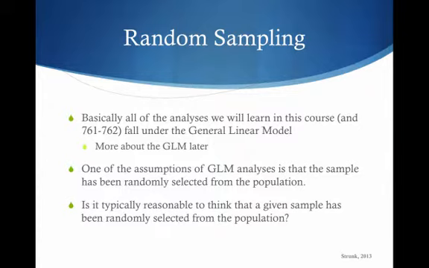Okay. Well, that's an important feature because all of the analyses that we'll learn in this class, except for the unit late in the semester on non-parametric statistics, fall under what we call the general linear model. One of the assumptions of the general linear model is that we have randomly sampled from the population. The reason that assumption is there is that if we're going to make generalizations from our sample to the population, the sample has to adequately represent the population. The most adequate representation of the population would be a random sample.